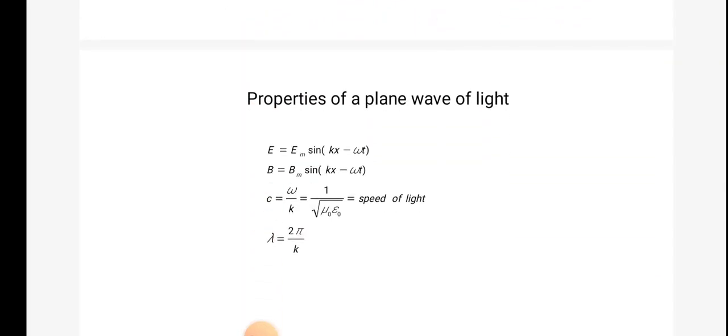Now let us see the properties of a plane wave of light. The wave equation is E equals Em sin(kx minus omega t), B equals Bm sin(kx minus omega t), and c equals omega by k, which equals 1 by root of mu naught epsilon naught, that is equal to the speed of light. So lambda equals 2 pi by k.